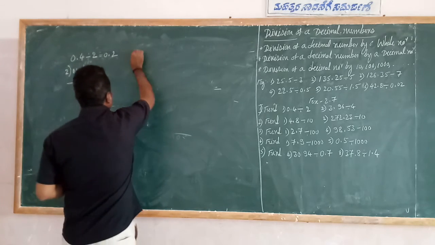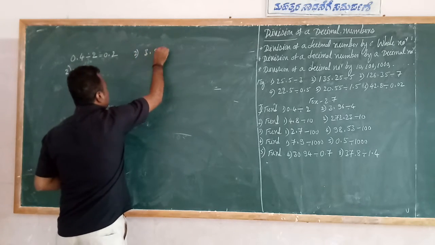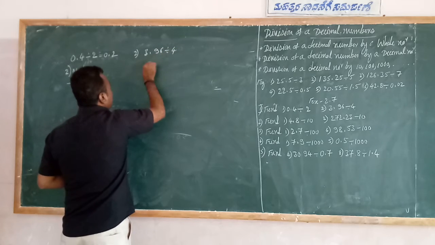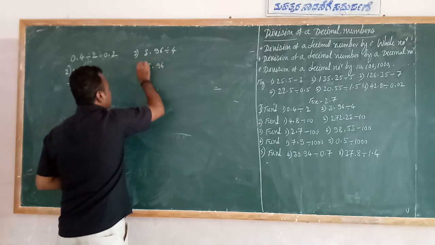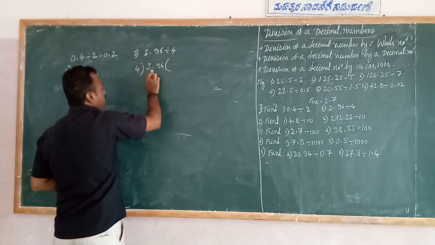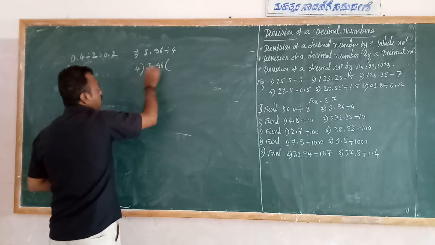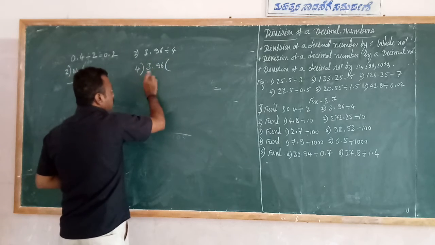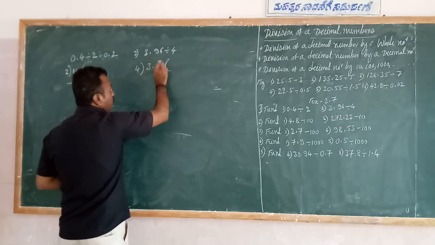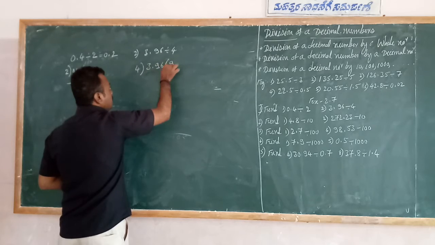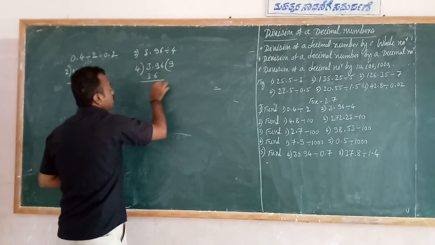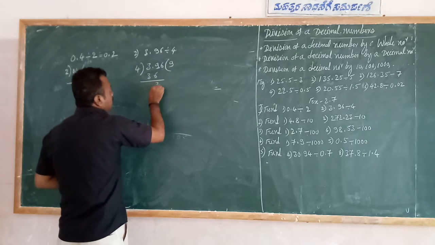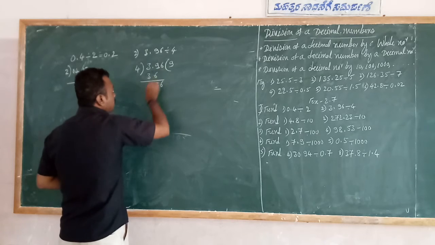So next one, 3.96. Second one, 3.96 divided by 4. Leave the point. You don't consider the point. So divide by 4. You have to consider 3 and 9. How much will it become? 39. 4 9s are 36. So remaining here 3. So it will become 6. Again 4 9s are 36.